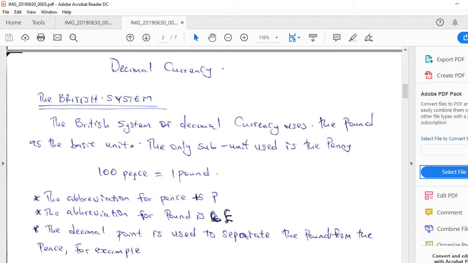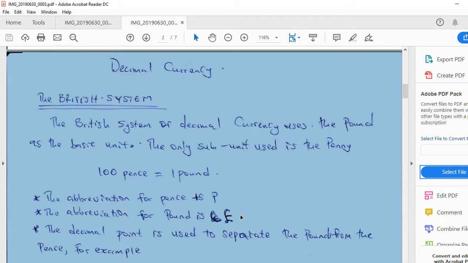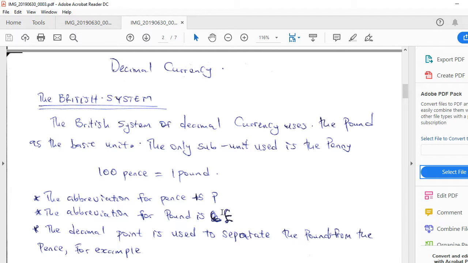Now we're going to quickly look at the abbreviations for this. The abbreviation for pence is P. So anytime you see P in this tutorial, you know it's pence. And the abbreviation for pound is this. Sorry, I didn't write it well, but I think you're able to understand. So that's the abbreviation for pound.